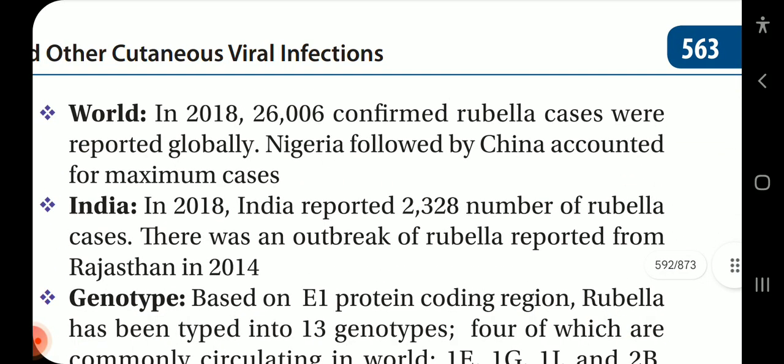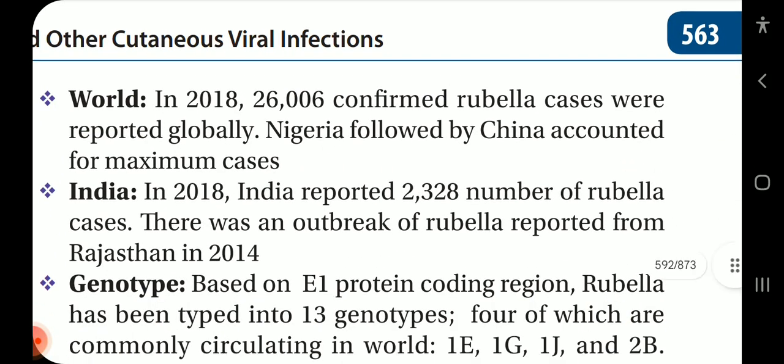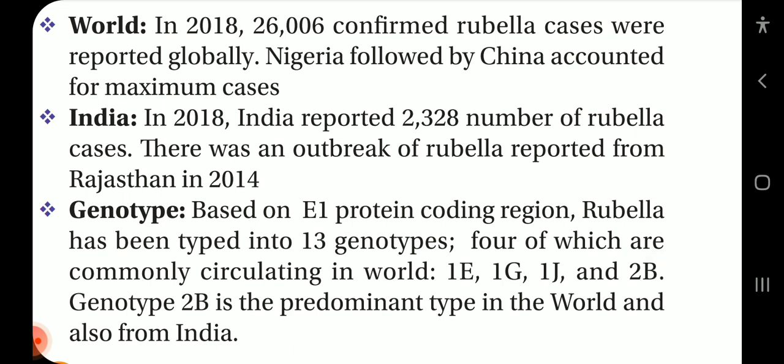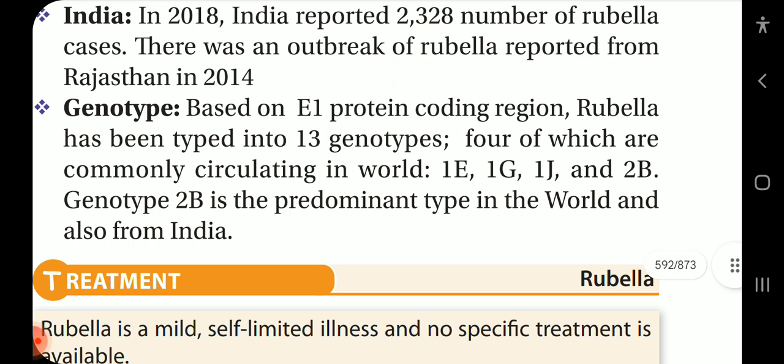In 2018, 20,006 confirmed rubella cases were reported globally. Nigeria, followed by China, accounted for the maximum cases. In 2018, India reported 2,328 rubella cases. It was an outbreak of rubella reported from Rajasthan in 2014.